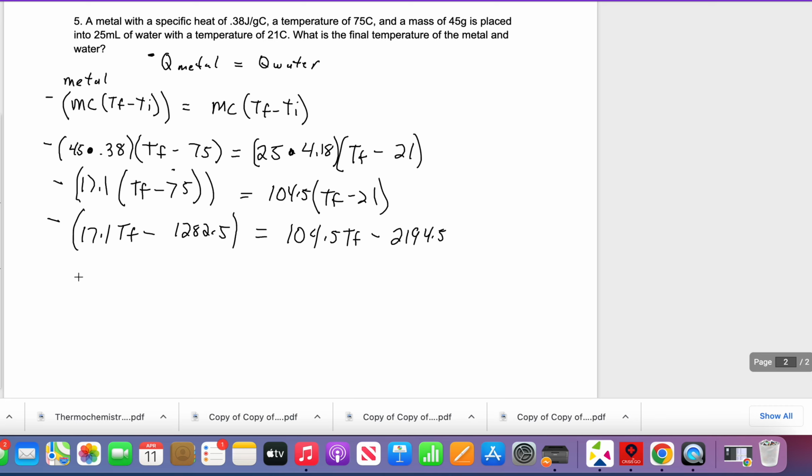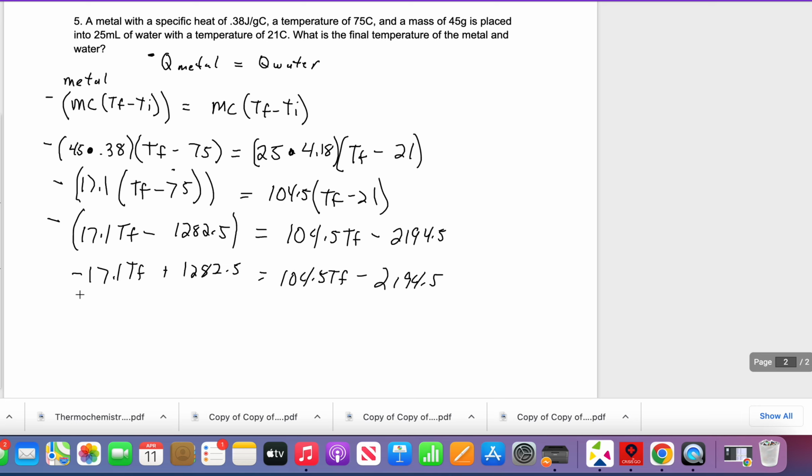Okay, now I'm going to take this negative and multiply it through. It's basically like negative 1. So I'm going to get negative 17.1 TF plus, because a negative times a negative is a positive, 1282.5. That's going to equal 104.5 TF minus 2194.5.